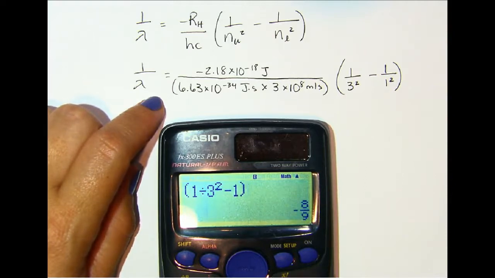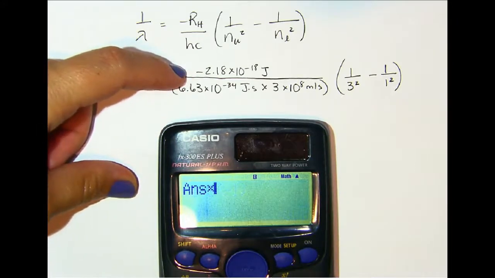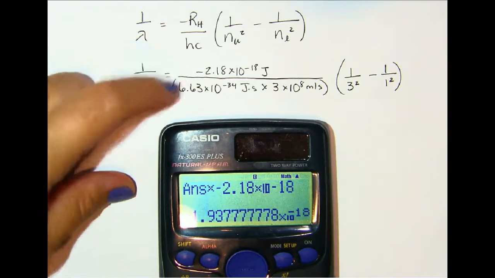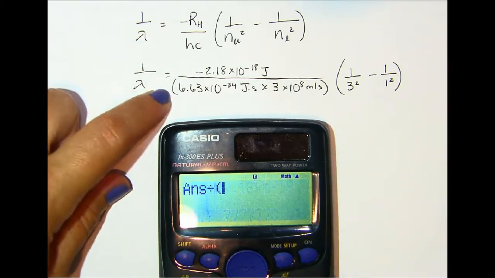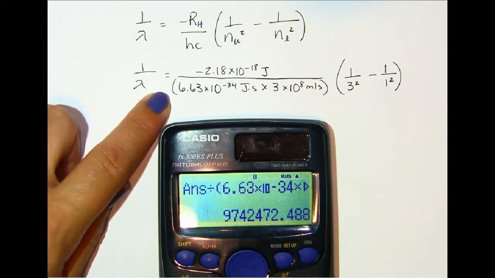Close the parentheses. I'll go ahead and hit equals and get that value. And now I'm going to multiply it times this numerator, which is negative 2.18 times 10 to the negative 18. And then I'll go ahead and divide by, open parentheses, 6.63 times 10 to the negative 34 times 3 times 10 to the 8, close parenthesis, and I'll get this value.